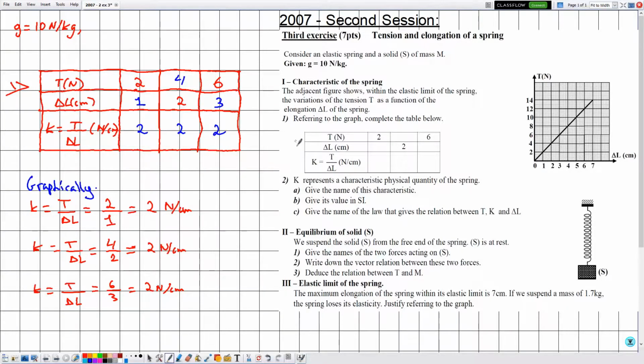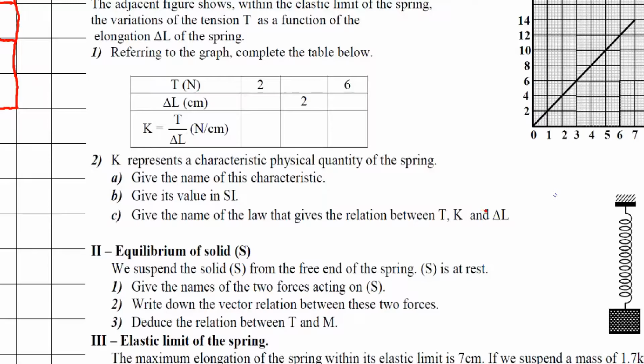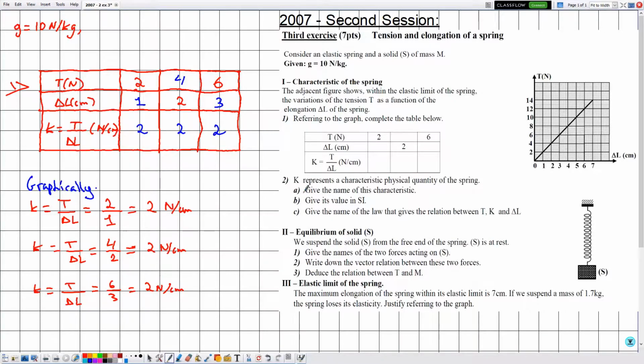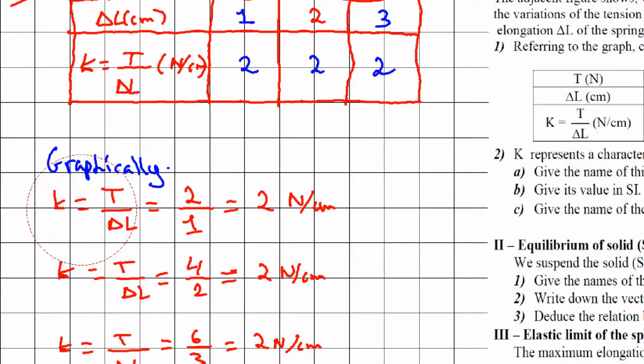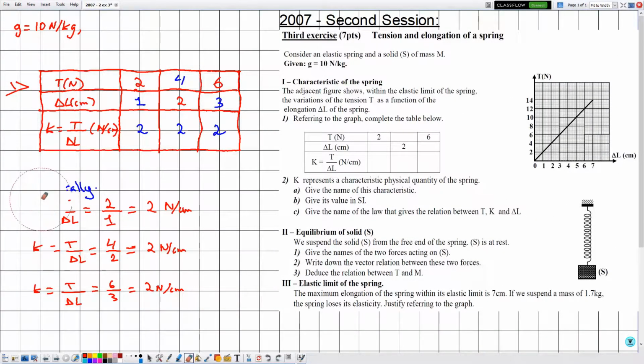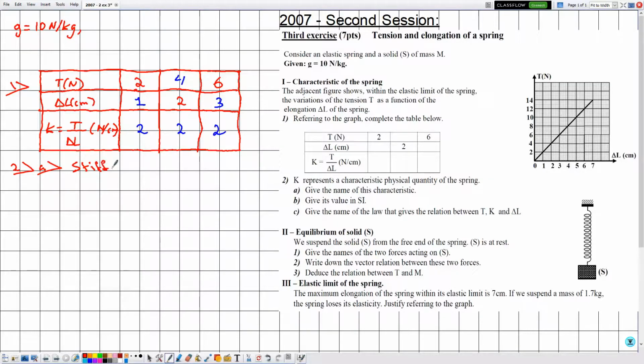So this is it for part 1. Now in number 2 they are telling me K represents a characteristic physical quantity of the spring. So part A, give the name of this characteristic. We know that K represents the stiffness or the force constant of the spring, because simply it is the ratio between T and delta L. Now we are in number 2. So what does it represent? Give the name of this characteristic. It is the stiffness of the spring, and between brackets this is known as the force constant.